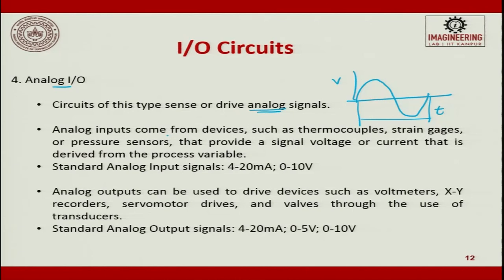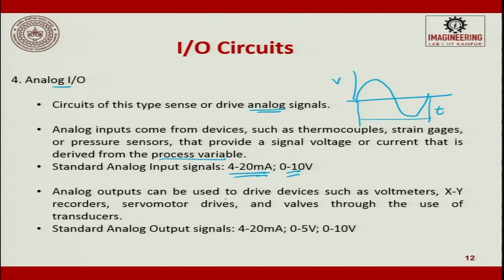Analog inputs come from devices such as thermocouples, strain gauges and pressure sensors that provide a signal voltage or current derived from a process variable. The analog signals work in a typical range of 4 to 20 milliamps. Please note it is milliamps. When we talked about high current, it was all in amps. Here we are talking about milliamps. The operating voltage is 0 to 10.